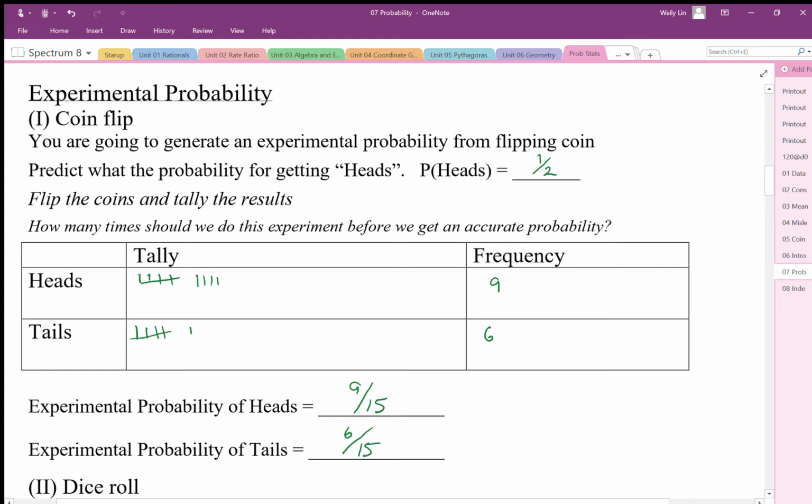Now obviously this is not an accurate result because I was just making this up as we went. But this is what I would like you to do. This is what you should end up with. But I want you to actually go ahead and flip some coins and do this.